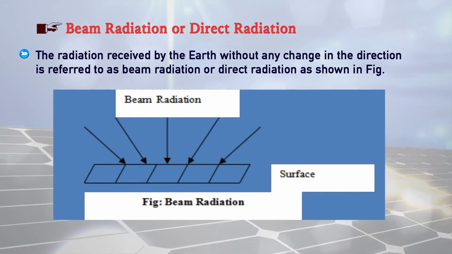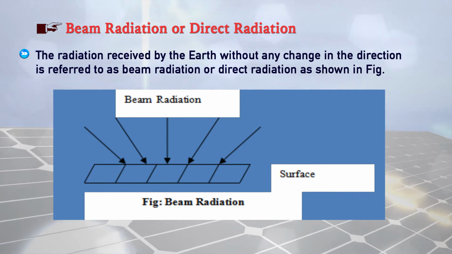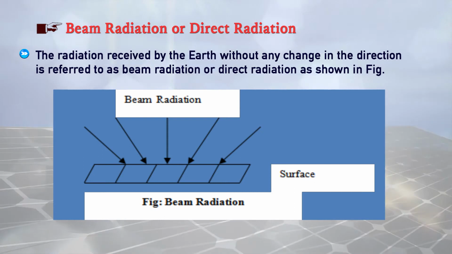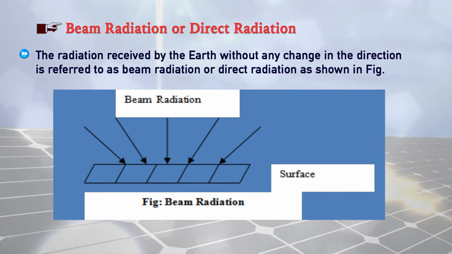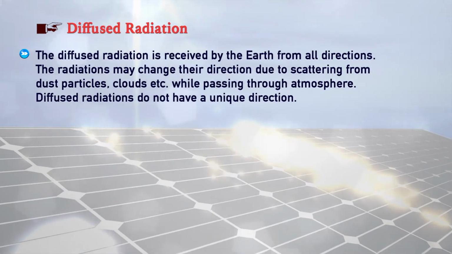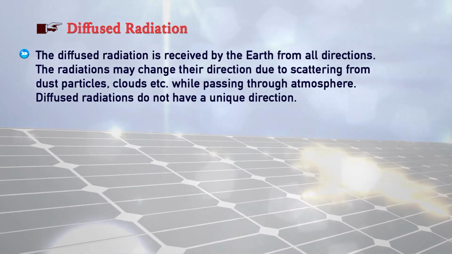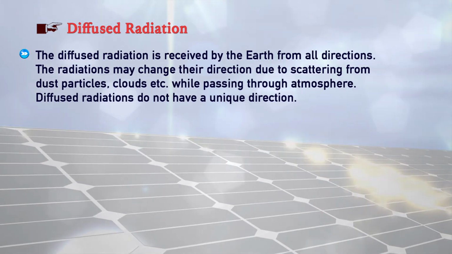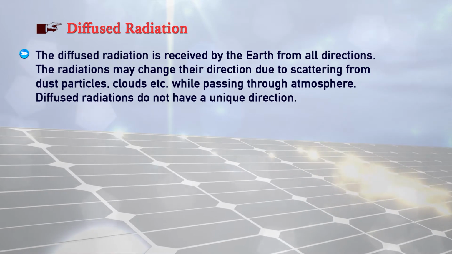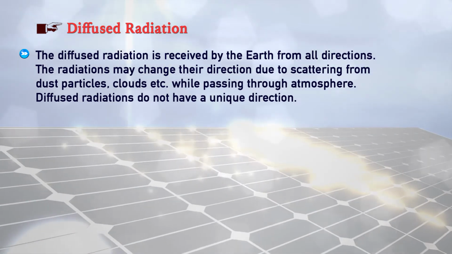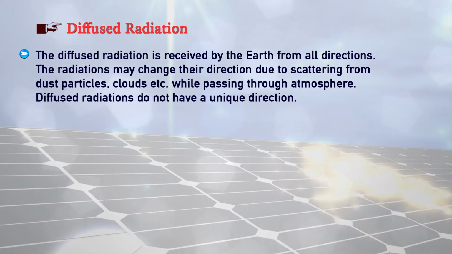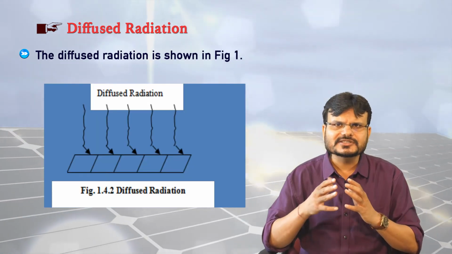The radiation received by the Earth without any change in the direction is referred to as beam radiation or direct radiation, as shown in the figure. Now we have to see what diffuse radiation is. The diffuse radiation is received by the Earth from all directions. The radiation may change its direction due to scattering from dust particles, clouds, etc. while passing through the atmosphere. Diffuse radiation does not have a unique direction. The diffuse radiation is shown in figure 1.